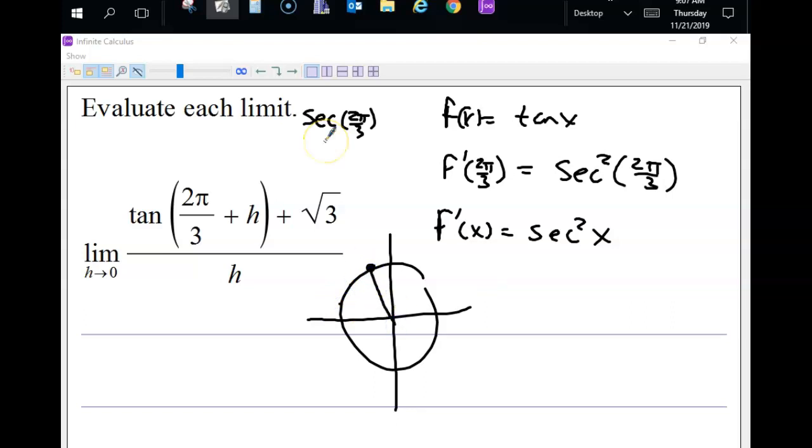Now secant is the reciprocal of cosine, so what's the x value there? 1/2. Close. Negative 1/2, right? Okay. Now secant is the reciprocal of that, so what's secant of 2 pi over 3? Negative 2. But we are squaring it. What's the answer? Okay. So there you go.